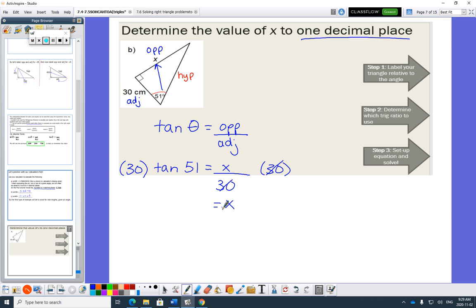It doesn't matter. If you write the x on this side because it is on this side, that's fine. If you write the x on this side, it doesn't matter. We're multiplying. You should put the 0.0. It says 1 decimal place, okay? To 1 decimal place.